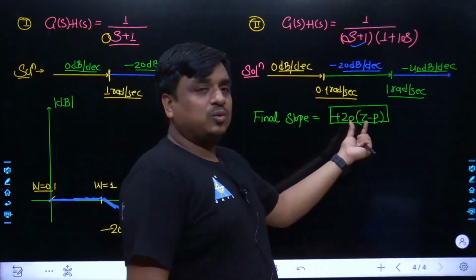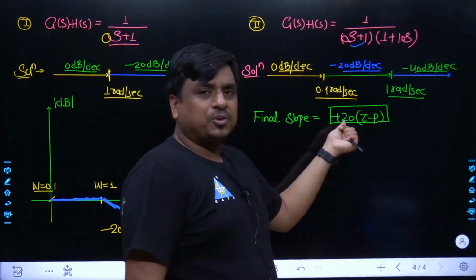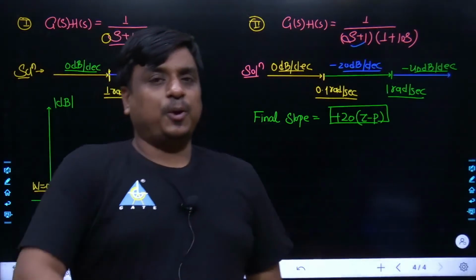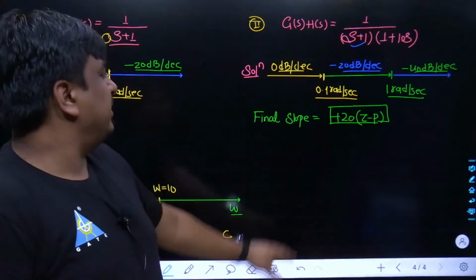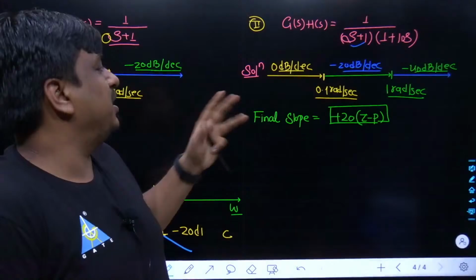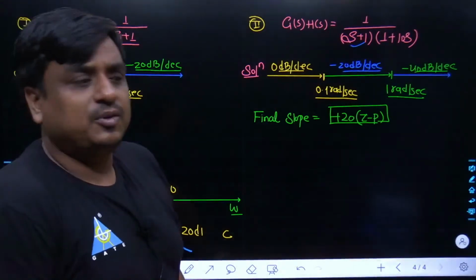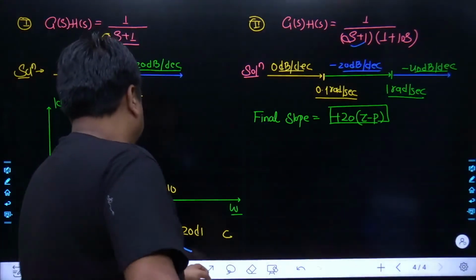So what happens now? The slope is going to be positive, and so on. So probably the student who had a little idea how the complete Bode plot is being drawn can correlate this concept very easily. Agreed? Again the same thing is being done.